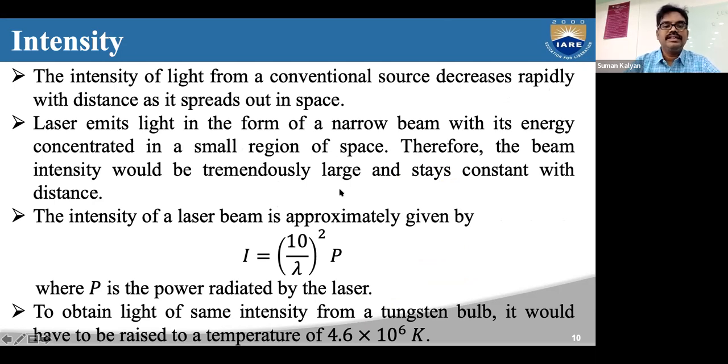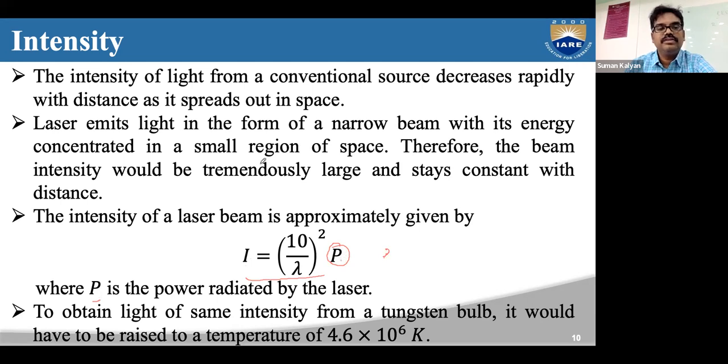So the intensity. As I said, this will be very highly intense because of the optical cavity. The light intensity will be given by I equals (pi d squared by 4 lambda) whole squared times P, where P is the power radiated by the laser. So that we can calculate. This is the power of the laser, so the intensity is given by this much.